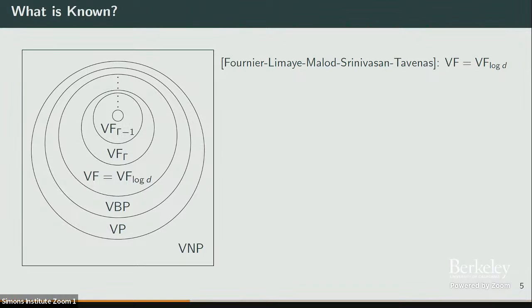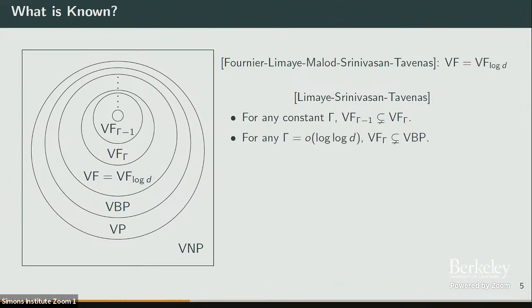and in general, you can start thinking about formulas of smaller and smaller depth. The result I mentioned showed that constant depth formulas are separate from VBP because the hard polynomial turned out to be in VBP. That was what LST had shown, and in general they actually show a hierarchy in the constant depth regime. So for any constant delta, they show that there is a separation between these two classes.